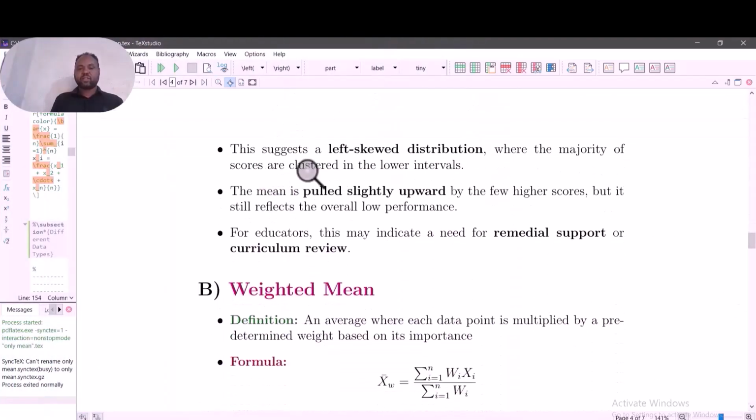This distribution suggests a left skewed distribution, right? Where the majority of scores are clustered in the lower intervals. So what can you recommend for educators based on these findings, what can you conclude? This may indicate a need for remedial support or curriculum review. This recommendation goes to the concerned body.